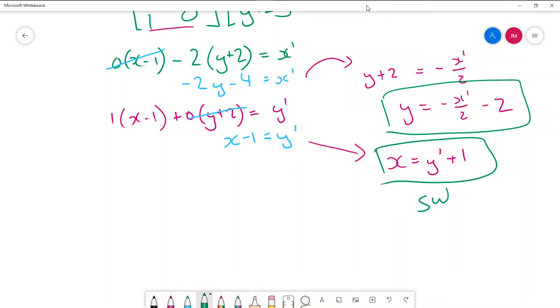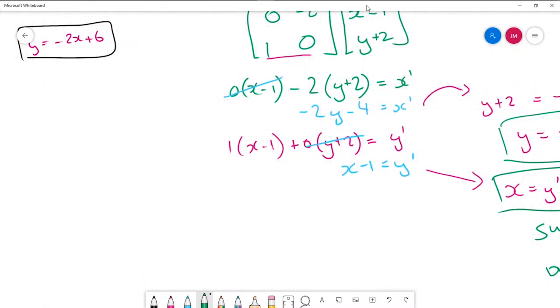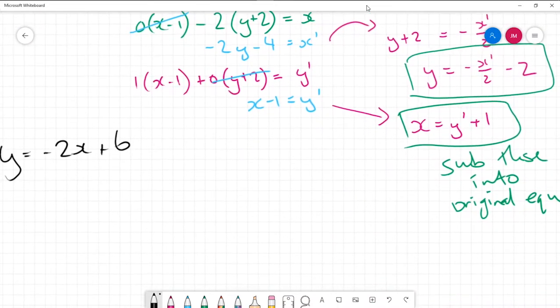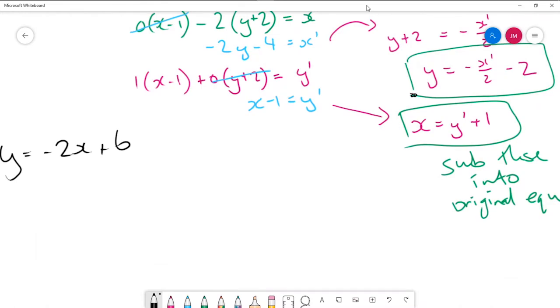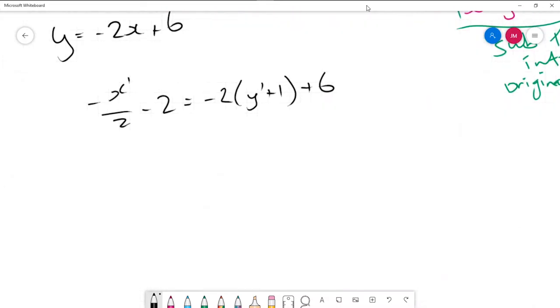And so now we want to sub these into the original, or the OG equation, which was, and I've forgotten it, to the top there. So y equals negative 2x plus 6 is our original, and we're taking these two new values for x and y. So y is all this fun stuff over here, so it's negative x dash on 2 minus 2, and then the x value is y dash plus 1, so I'm going to have negative 2 times y dash plus 1 plus 6.